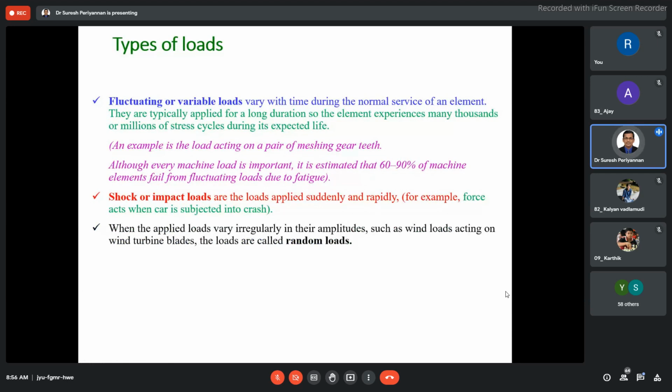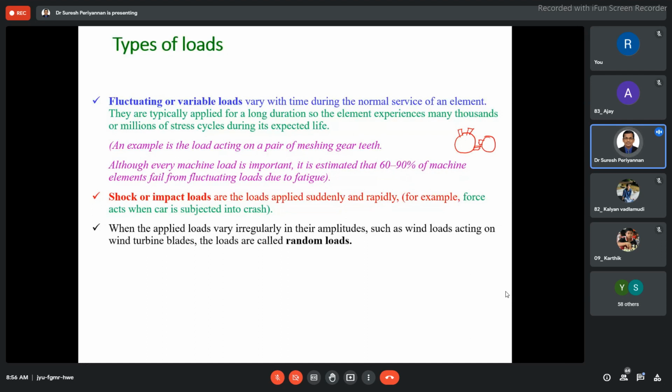We are going to discuss fluctuating loads, especially fatigue behavior under fluctuating loads. This is a dynamic behavior. An example is the load acting on a pair of meshing gear teeth. There are two gears, a driven gear and another one, a driving gear. This is the engagement and disengagement of the teeth.